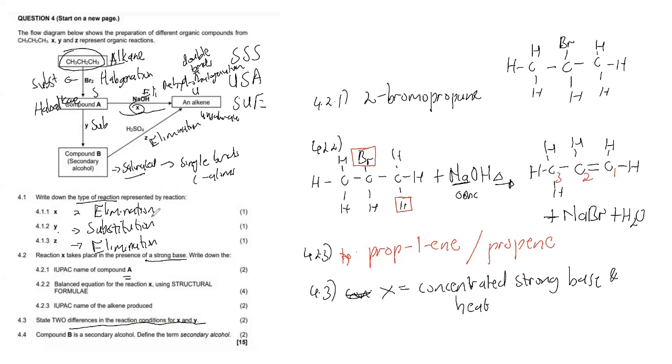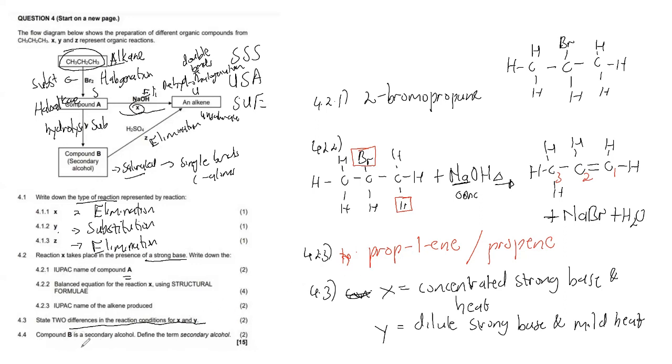But then for reaction Y, which is a hydrolysis reaction, substitution, it's a hydrolysis reaction, we must have a dilute strong base. So the difference here is that for the elimination, we need concentrated strong base, but for the hydrolysis, we need dilute strong base and mild heat. So those are the differences in the reaction conditions of reaction X and Y.